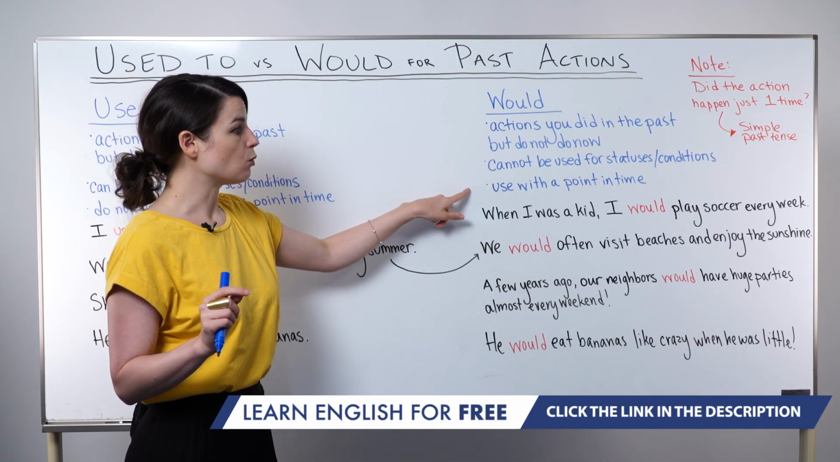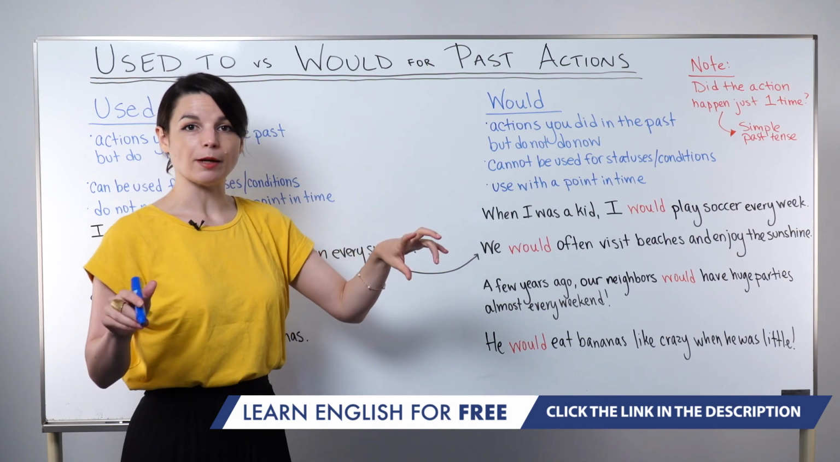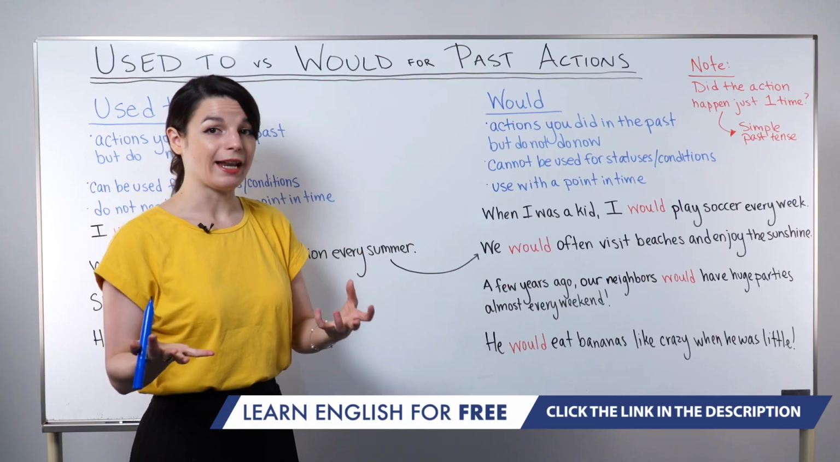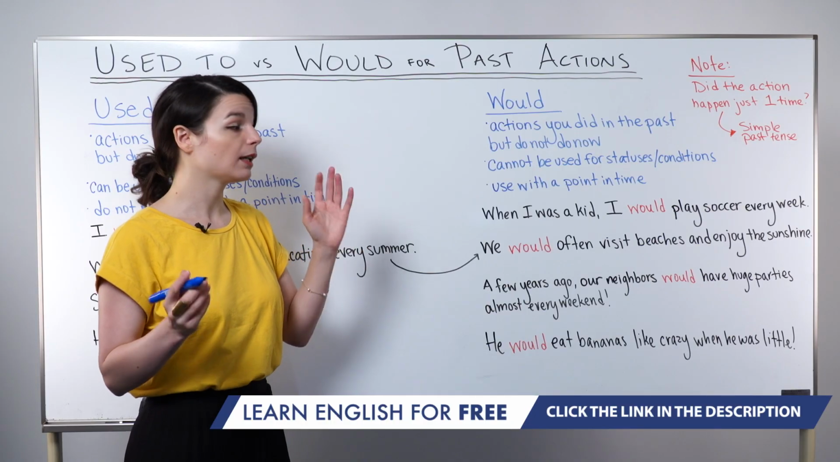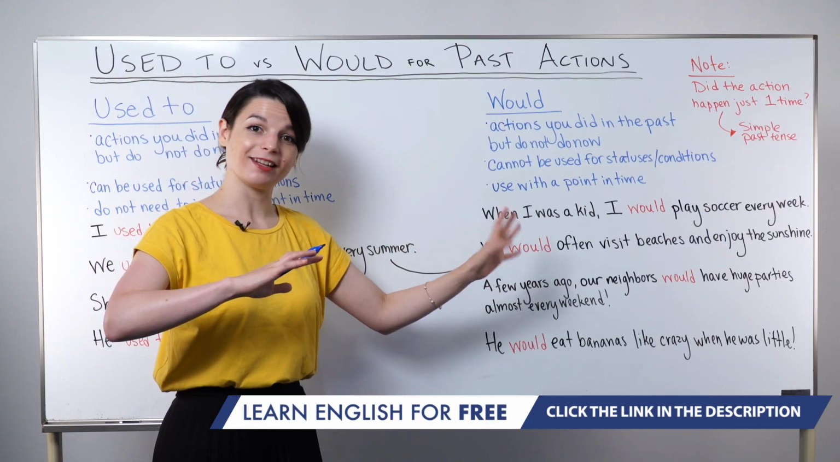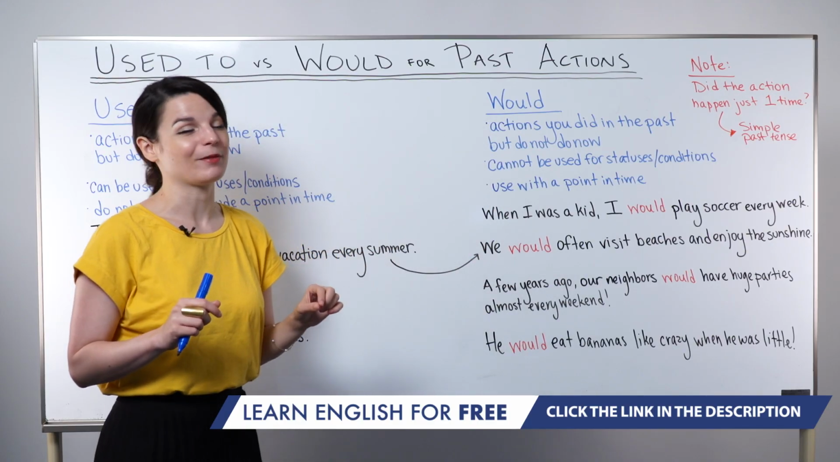We use would with a point in time. In the same sentence, we've established when we're talking about. It is actually common to use used to and would together. So let's take a look at some examples.